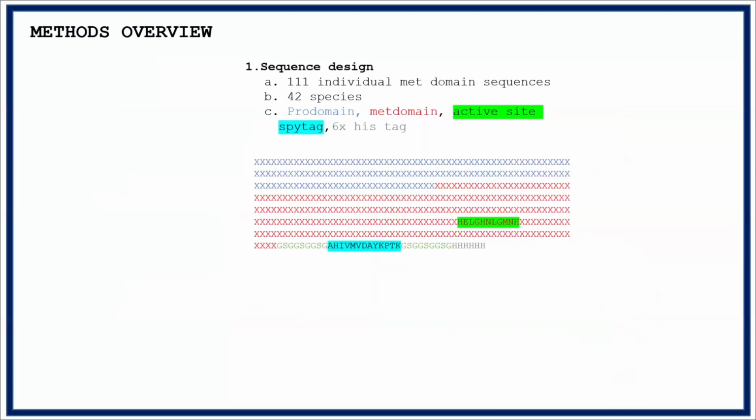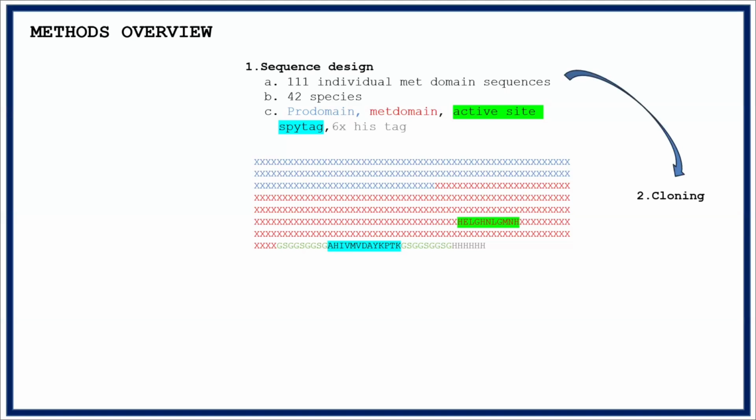So our sequence was designed from over 100 different individual metalloproteinase sequences, and that covered 42 different species. As well as the metalloproteinase, it contained a prodomain and then various tags for our downstream applications. Initially, we were quite skeptical as to whether bacterial expression would be fit for purpose, but we decided to give this a go anyway before considering more complex expression systems.